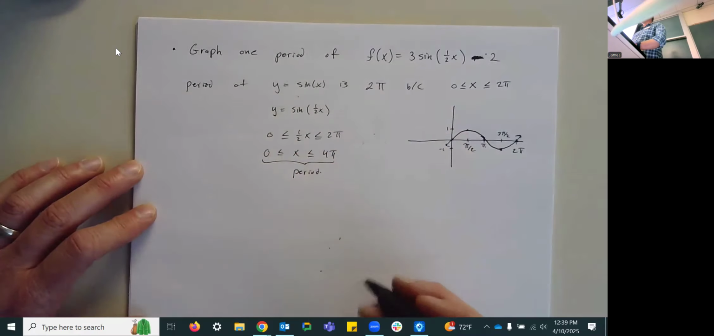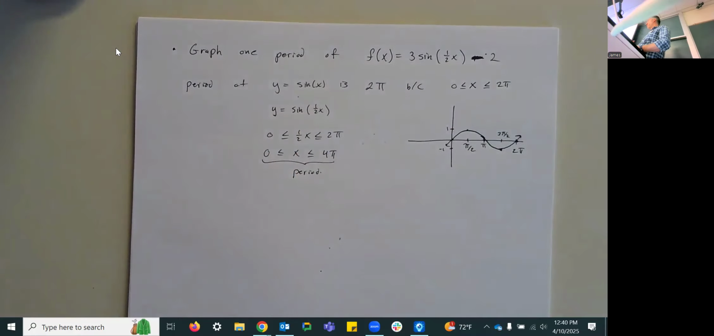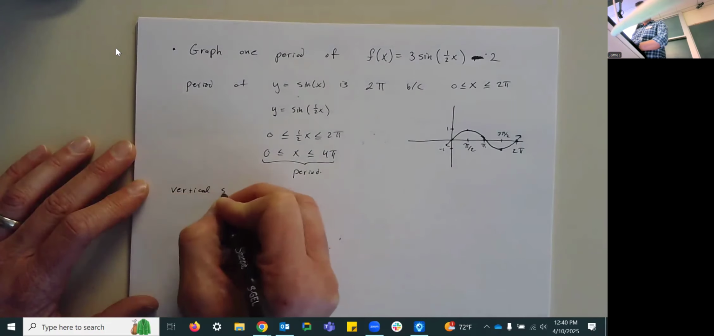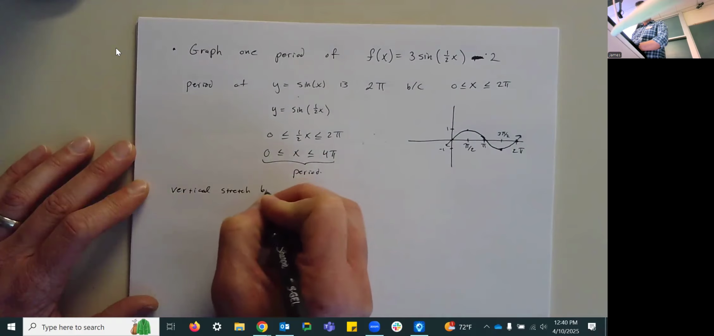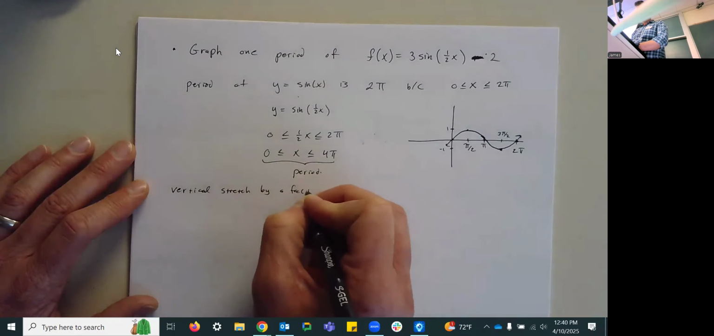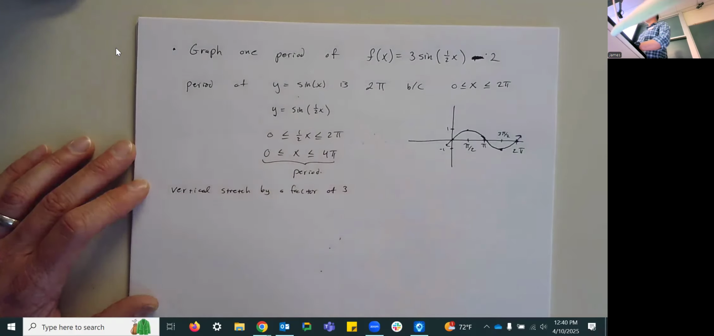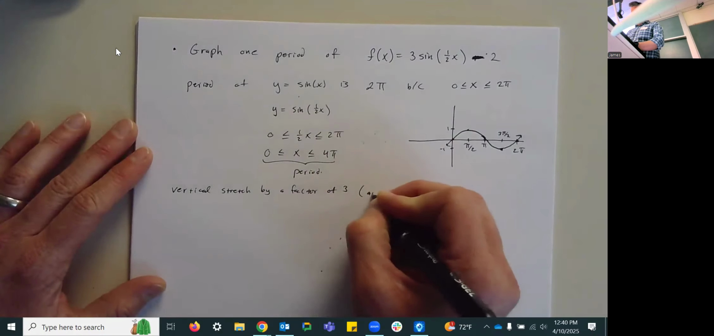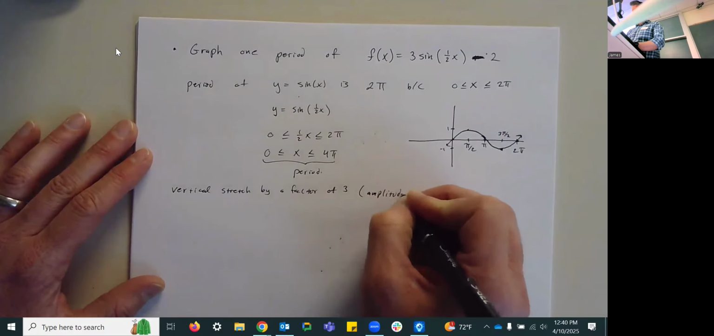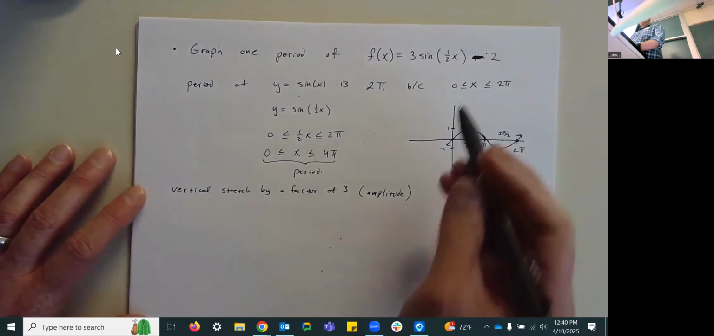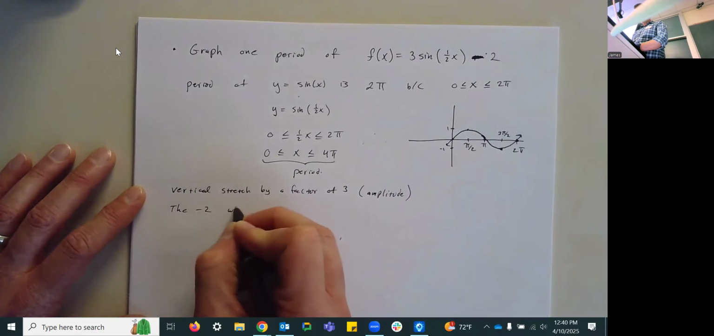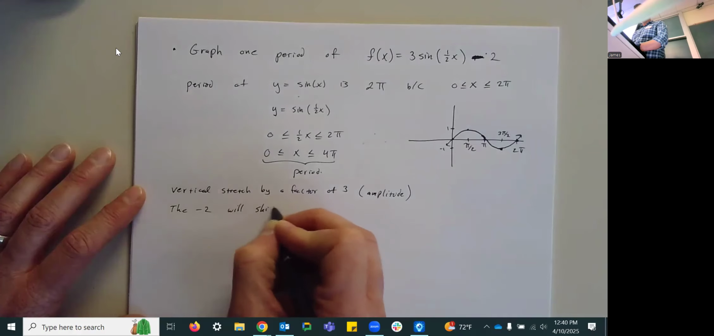The 3 on the outside there is going to stretch it vertically by a factor of 3. When you stretch a sine function or cosine function by some factor, we call that the amplitude. So this is called the amplitude. And finally, the -2 out there will shift the graph downward by 2 units.